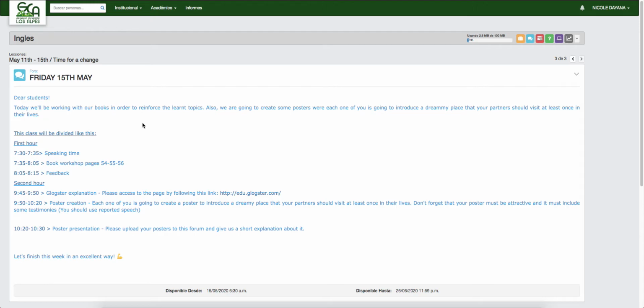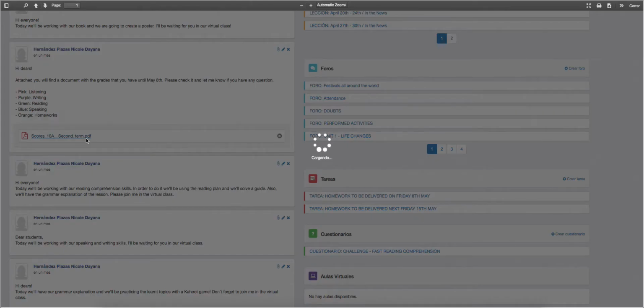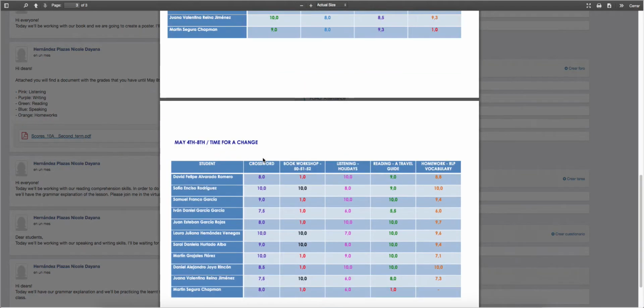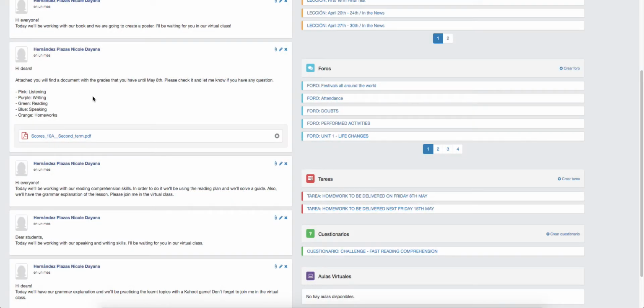I want to show you something, guys. Did you check, like in this first page, I post this. Here you are going to find all the grades that you have till the previous week, okay? Till May 8th. So please check it. You have it in like a PDF format. I want you to check it and let me know if you have any question, okay? Those are your grades of this term, the grades that you have till now. I mean, till the last Friday, till May 8th.